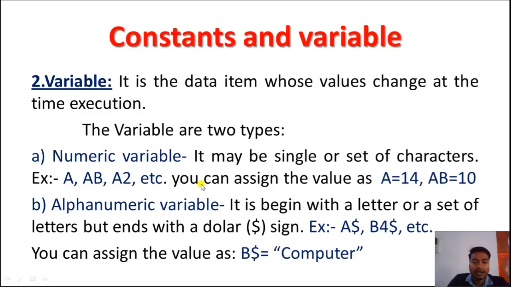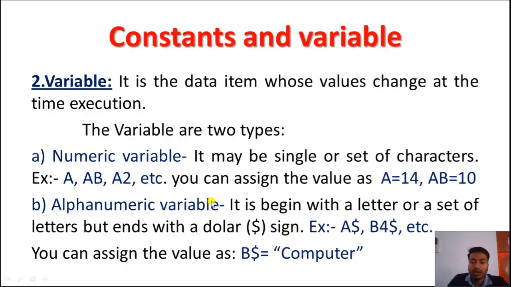Understood? And we can assign the value as A is equal to 14, AB is equal to 10. Here you can see the variable I have taken one character only, and here we have two characters. So like this we can take the variable and we can assign the value like this. Then we have alphanumeric variable. It begins with a letter or a set of letters but ends with a dollar sign.